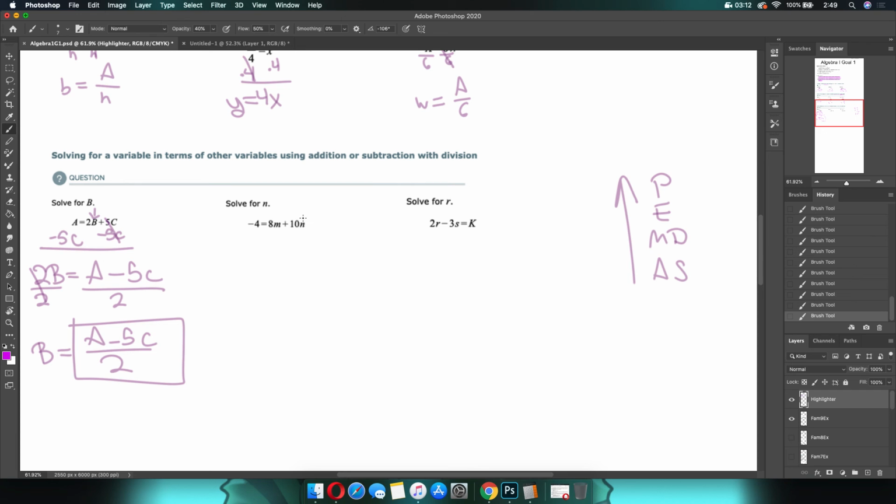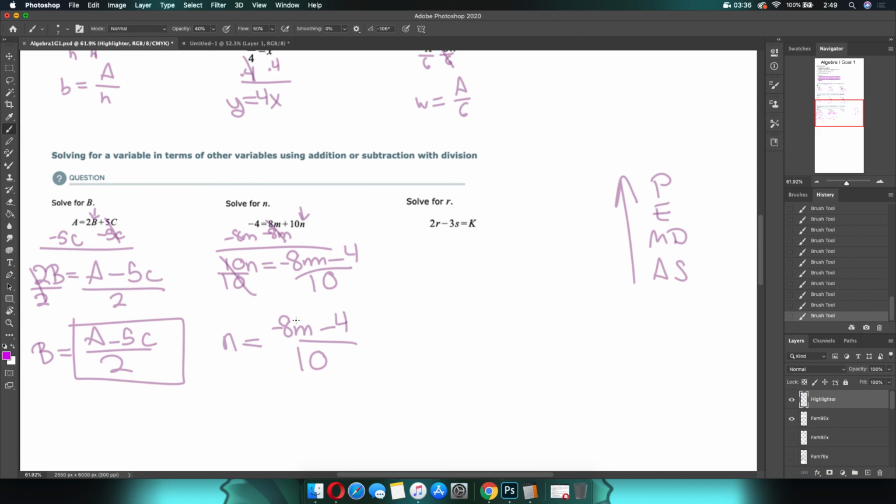So solving for n, the first thing we're going to move is the 8m. So 10n equals negative 8m minus 4. Divide by 10, and we're done. N equals negative 8m minus 4 all over 10.